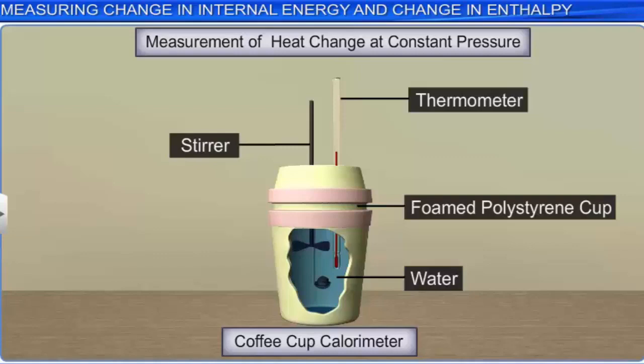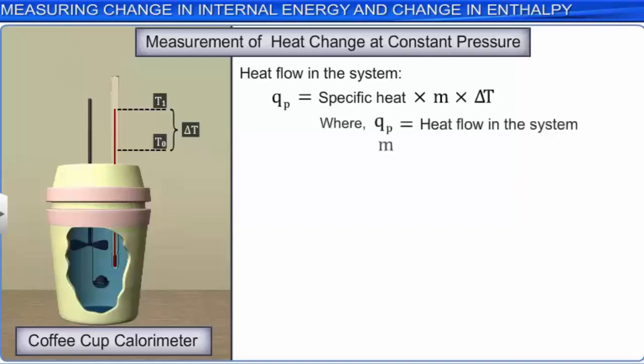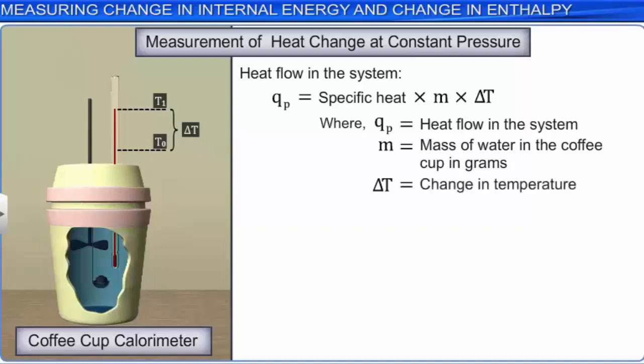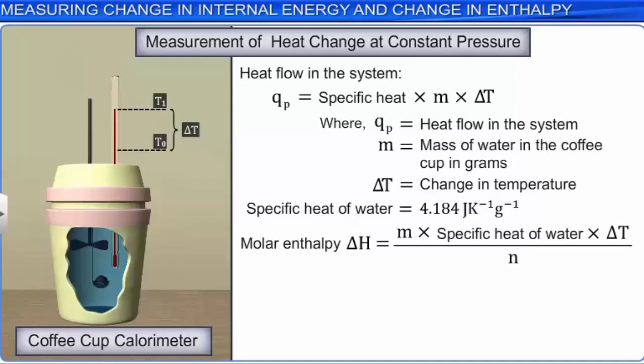Heat flow in the system is calculated by using the relation Qp = specific heat × m × delta T, where Qp is the heat flow in the system, m is the mass of water in the coffee cup in grams, and delta T is the change in temperature. Specific heat of water is taken as 4.184 joules per Kelvin per gram. Therefore, the formula for calculating molar enthalpy delta H is delta H = m × specific heat of water × delta T / n, where n is the number of moles of the reacting substance in the system.